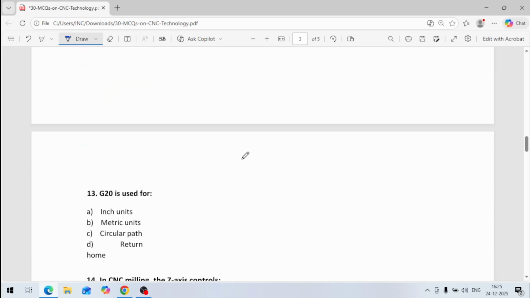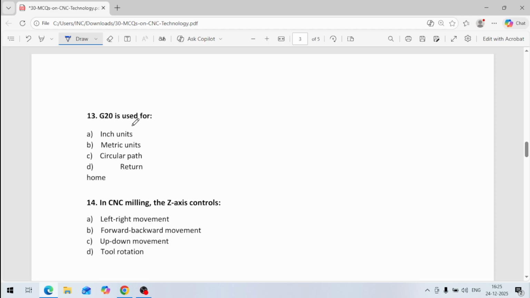Okay. Question number 13. G20 is used for inch input, metric input, circular path, or return home. It is only inch input. G20 is inch input only. So this is the answer.